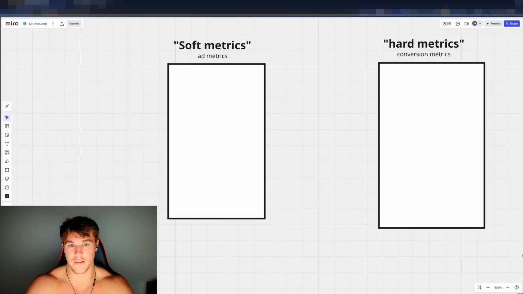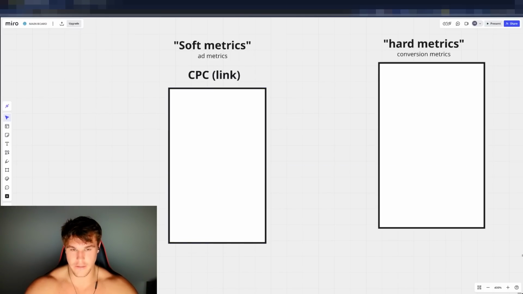But the way that I like to explain this is that you have soft metrics and you have hard metrics. So soft metrics are things that don't involve somebody actually taking an action on buying your product. A hard metric would be something like an add to cart, initiate checkout, a purchase, multiple purchases, a subscription, etc. But soft metrics, this is all on the ad side. And the most important of these soft metrics is the CPC. This is your cost per link click, specifically your link CPC.